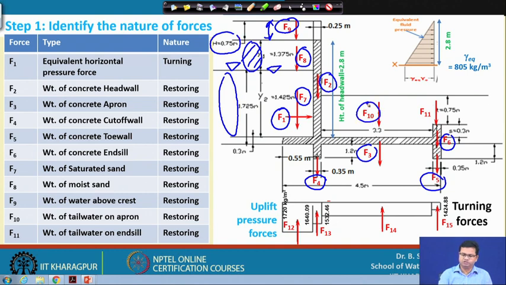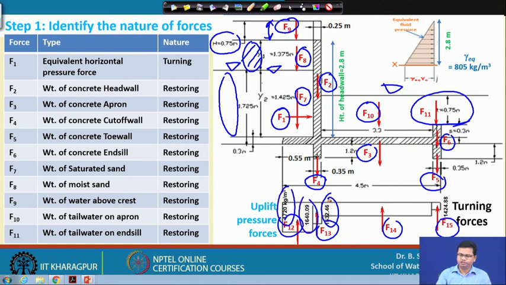This is F10, because this is our tail water and this is our water pressure. Then F11 is the weight of tail water on the end seal, because some weight is also above the end seal. So, that is my F11. And F12, F13, F14 and F15 are all uplift pressures that we computed in our previous problem, and the pressure values are already given here. So, you can estimate the pressure forces.